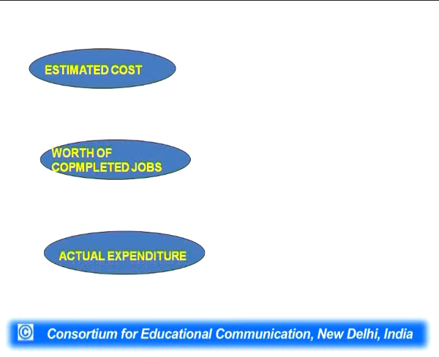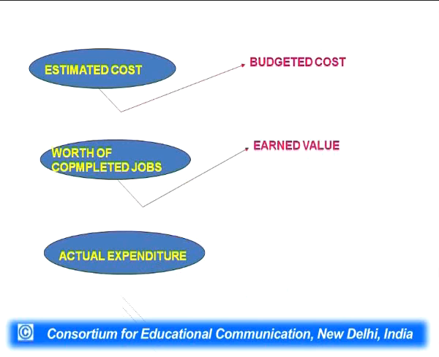Of course, actual expenditure is not the estimate, but it's an actual figure, and the worth of completed jobs, again, is something which is real in nature. And this estimated cost is known as budgeted cost. Worth of completed jobs is called the earned value, and the actual expenditure is called the actual cost. At any stage, the project manager must know these three costs, and these should be available with him, because in a meeting with the top management, he is concerned about these three costs.